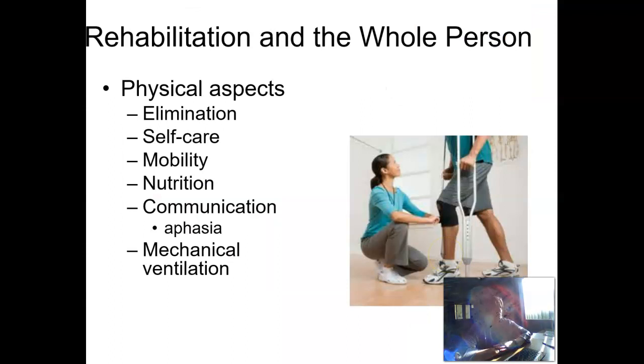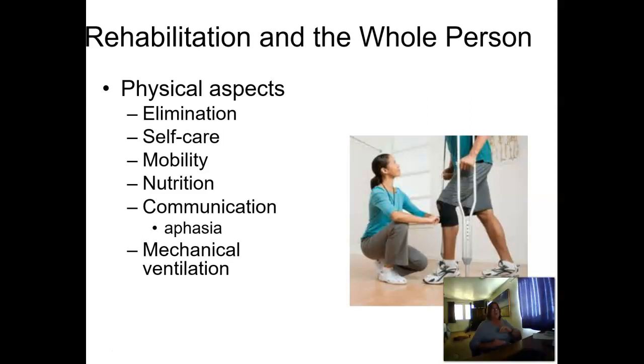But when we are rehabilitating someone, I said we look at the whole person. So we look at the physical aspects of it. Do they need help with elimination now? If they're having a disability, do we need to worry that they're going to have issues or problems with elimination? We're going to look at self-care. Do they need help with activities of daily living? Do they need to be retrained on how to give their own self-care at this point? Do they need help with mobility? Do we need to teach them how to walk again, how to use a cane, how to use a walker?